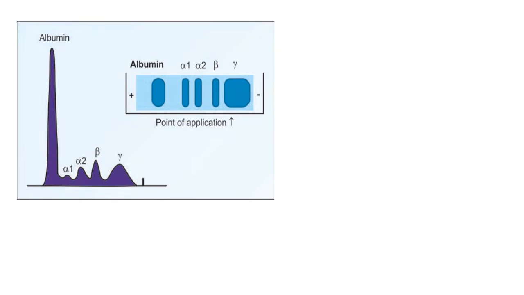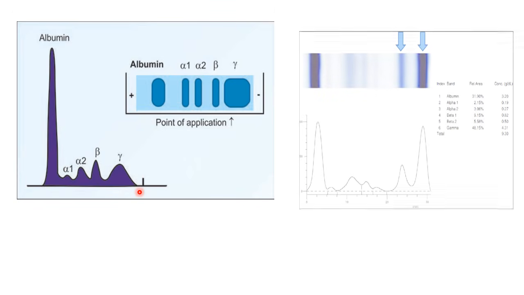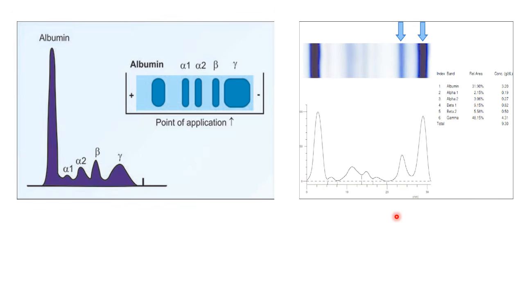This is the normal electrophoretic pattern seen in case of normal serum sample. There are 5 bands. First one is of albumin, second one is of alpha-1 globulin, third one is of alpha-2 globulin, fourth one is beta globulin, and the last one is gamma globulin. Albumin has the maximum mobility and gamma globulin has the minimum mobility. So again, this is the electrophoretic pattern seen in case of serum sample.